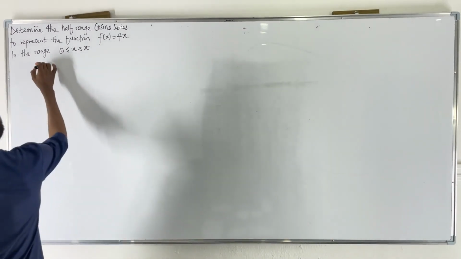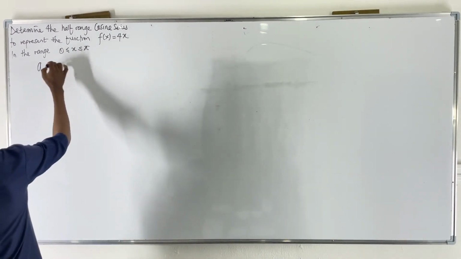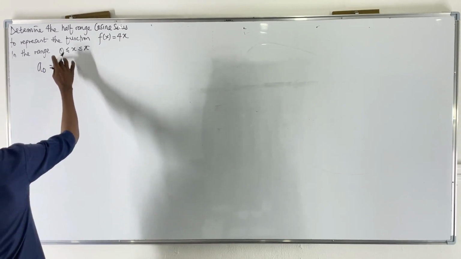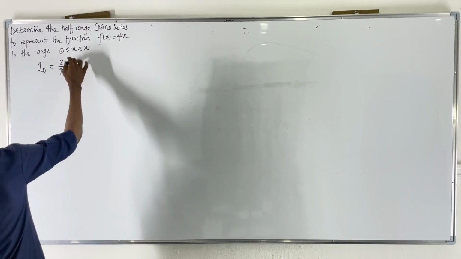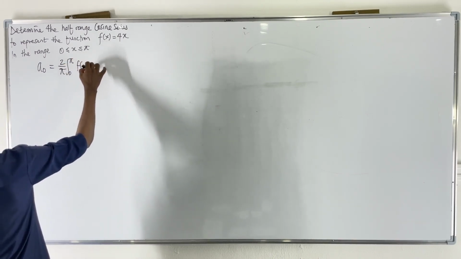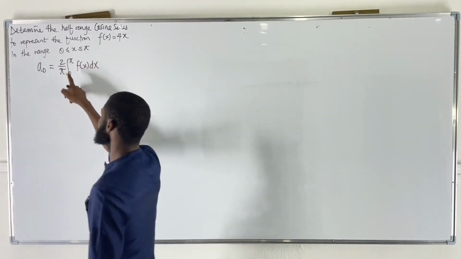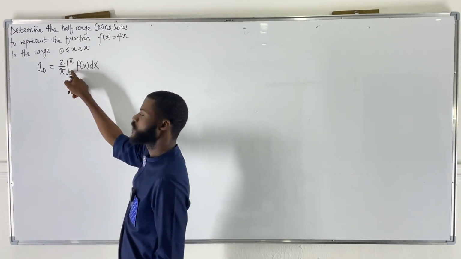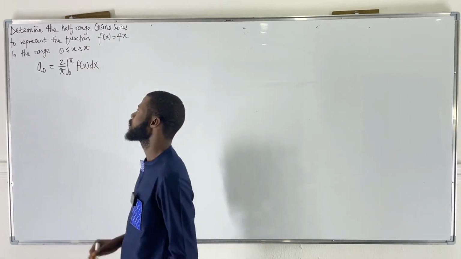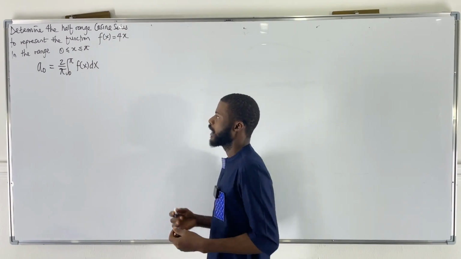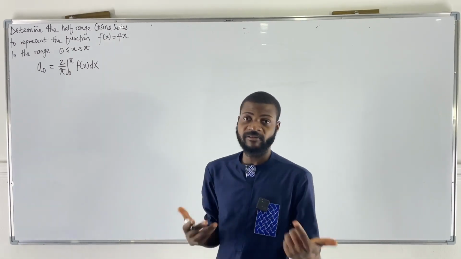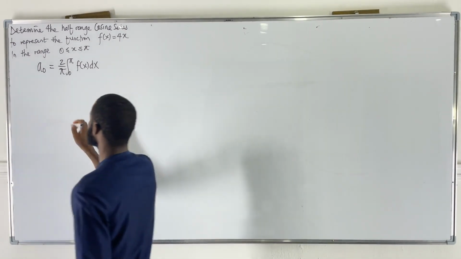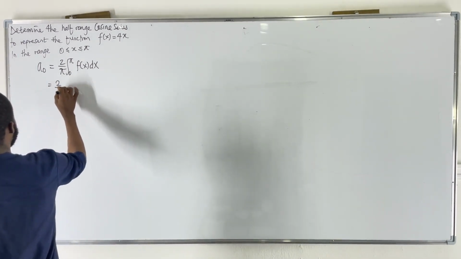To start, this is a naught. So this is 1 over pi. Why do I like writing 1 over pi? This would be 2 over pi, integral from 0 to pi, f of x dx. This is because if you are taking half range, to get the full of it, you need to multiply by 2. So you need to double it. That was what we did during even functions, if you remember. So this will become 2 over pi.